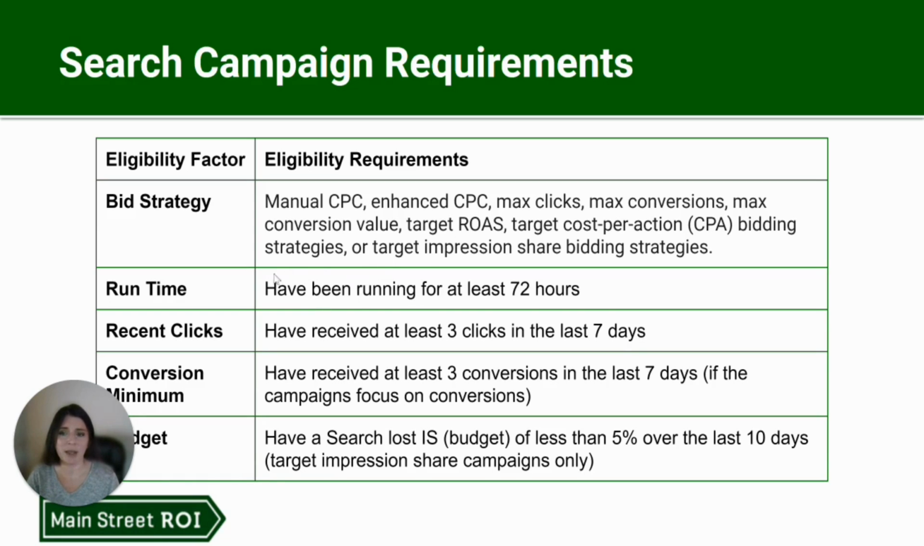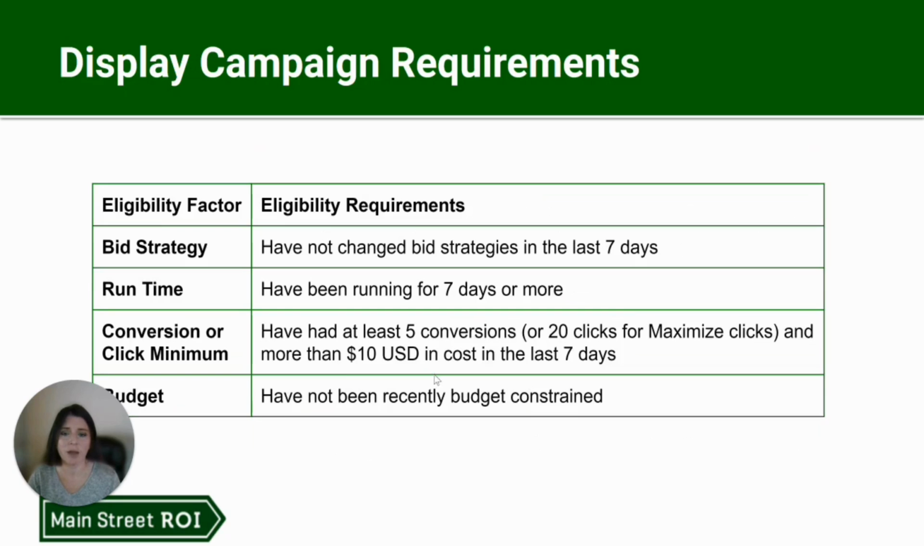Now, this campaign, in order to use Performance Planner, it needs to have been running for at least 3 days, and it must have received at least 3 clicks in the last 7 days. There should be at least 3 conversions within that account in the past 7 days if the campaign is actually focused on conversions. So for instance, if your bidding strategy is using target impression share, then Google will not require this conversion minimum in order to provide those projections.